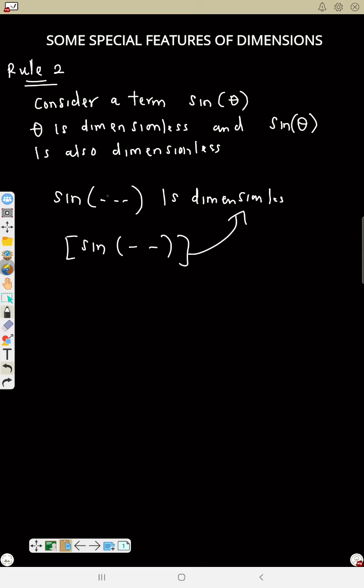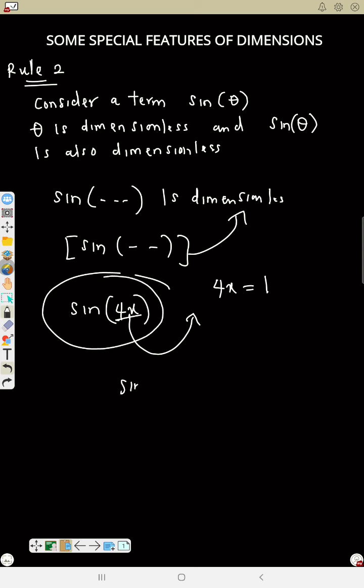Again, if anything should come in after sine, like sine 4s now, that means 4s is dimensionless, meaning the dimension of 4s will be 1. Also the whole sine 4s is dimensionless. It will also be 1. That's what we are trying to say. So if anything comes in after sine, the stuff inside is dimensionless, and the whole is also dimensionless.